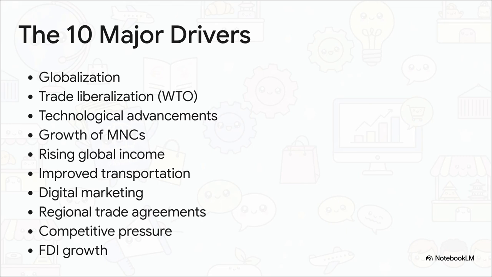Now, for your exam, it really helps to group these in your head. First, you've got these big picture forces like globalization and trade liberalization. Think organizations like the WTO making it easier to trade. Then you've got technology making it possible, like the internet. And finally, there are the company-level reasons: intense competition at home or the growth of foreign direct investment, or FDI.